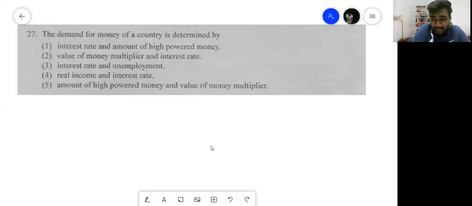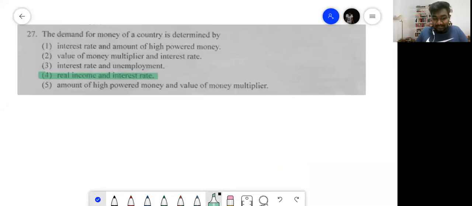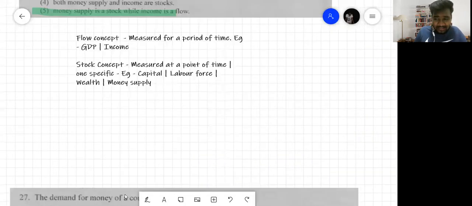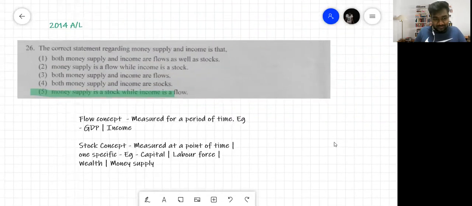Transaction and precautionary depended on income. But speculative motive depend on interest rate. So what are the main determinants? That is, we can call this real income and interest rate. A very basic question. In addition to that, you have price levels, future expectations, people's wealth, right? Different others. This is 26.